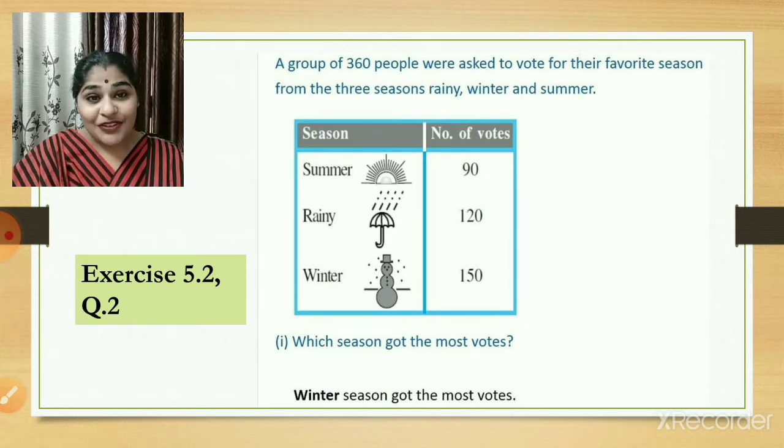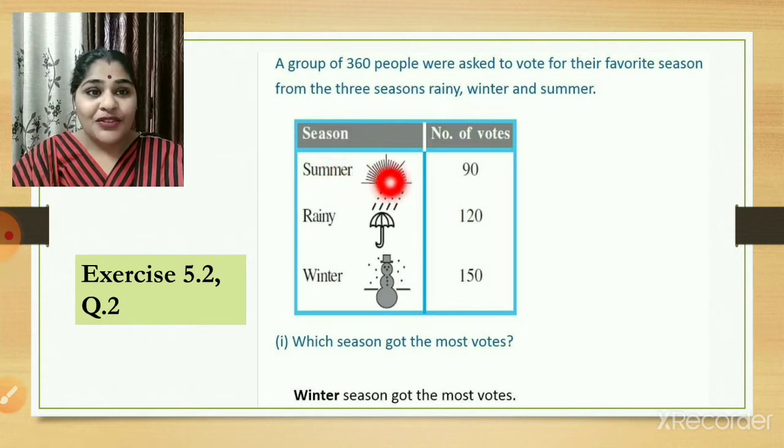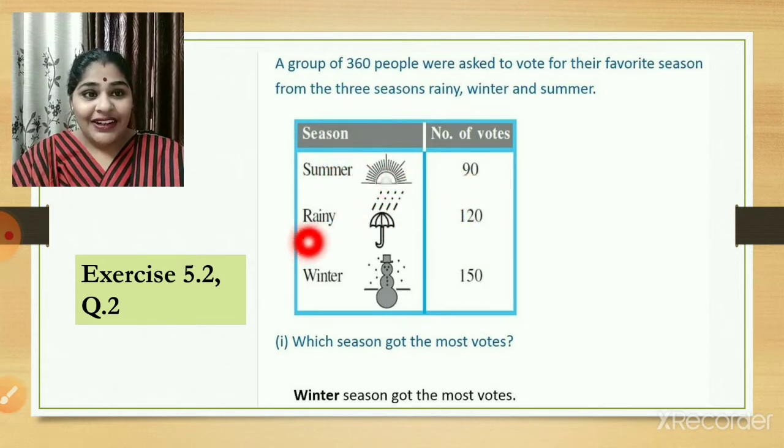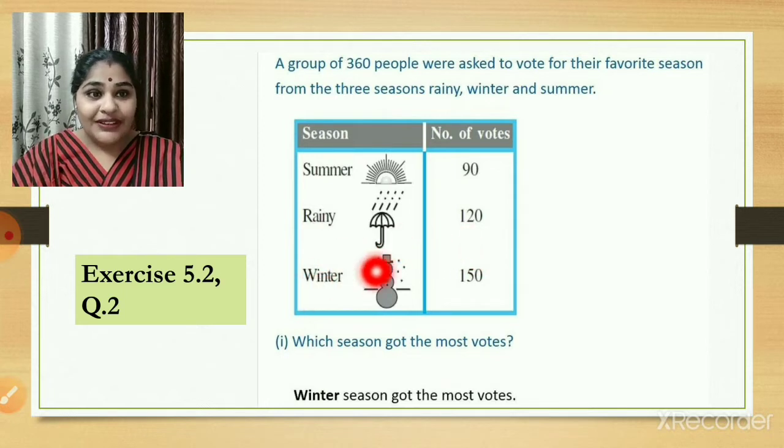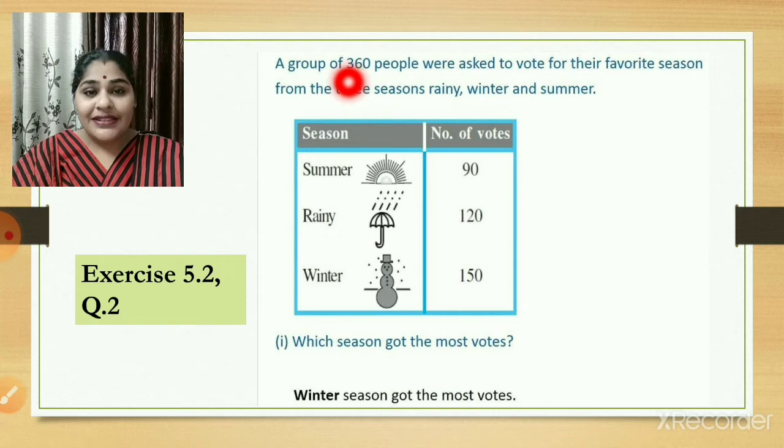So how many sectors will you form here? 3 sectors, children. So summer, how many votes were there? 90 votes. Rainy, 120 votes. And winter, 150 votes. If you add this, you should get 360, children.